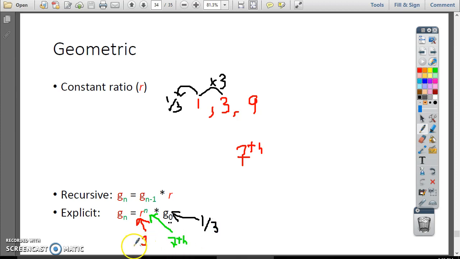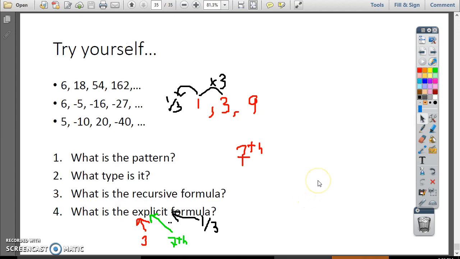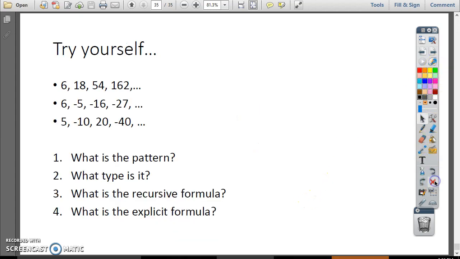Okay, so it's going to be 3 to the 7th power divided by 3. Let's see if this works here. And the final answer there is going to be 729. Okay? All right, for homework here. Try these out. This is the patterns that I want you to go through. Bring your questions for tomorrow.